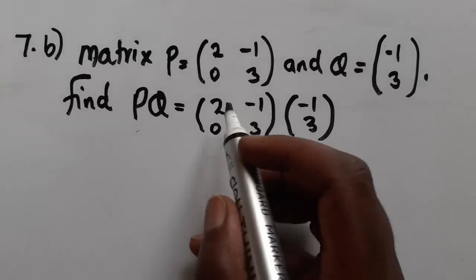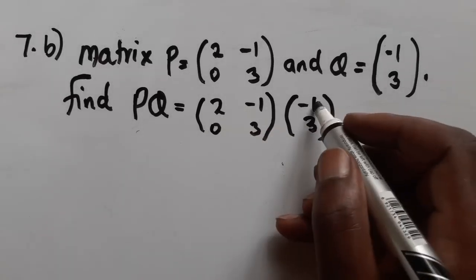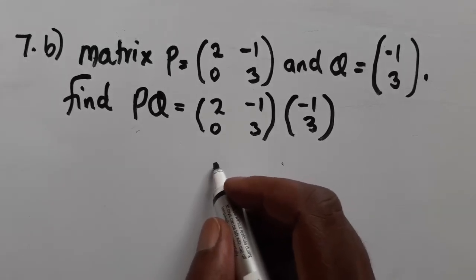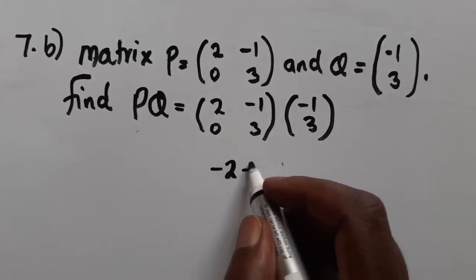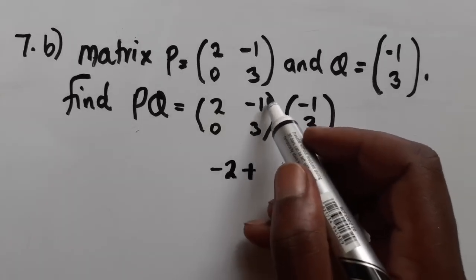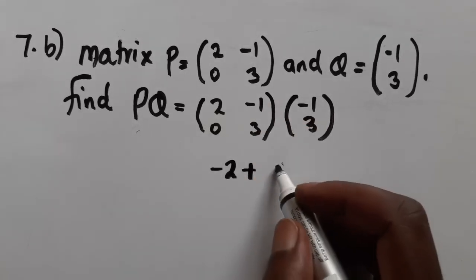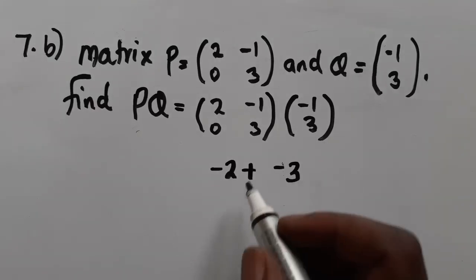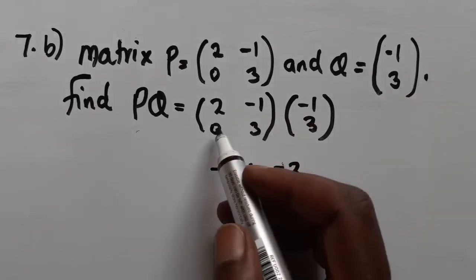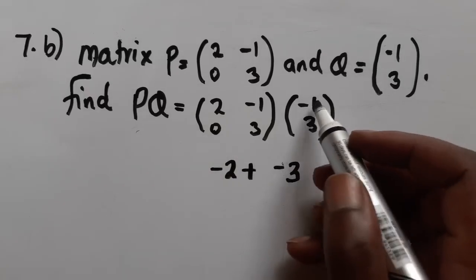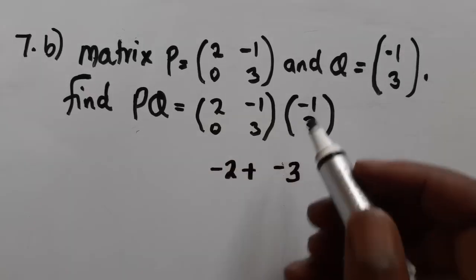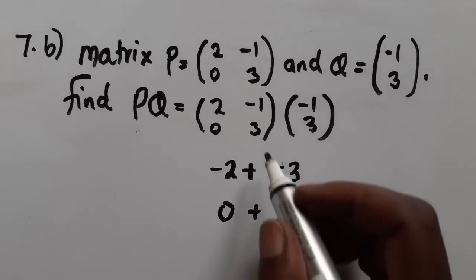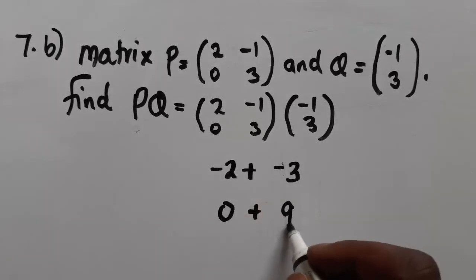Row by column. So we're going to have 2 multiplied by -1. This is going to give us -2, plus -1 multiplied by 3. This is going to give us -3. This is a row by this column. Then we come to 0 multiplied by -1. This is going to give us 0, plus 3 multiplied by 3, which is going to give us 9.